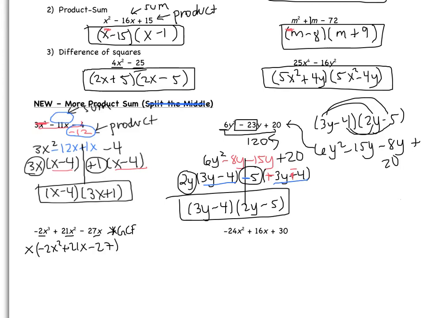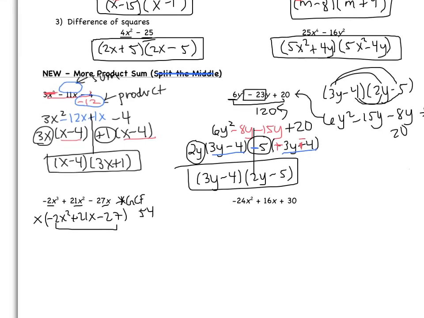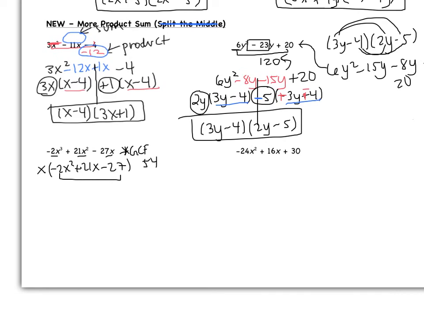Now I can split the middle. So I'm going to multiply -2 and -27, I get positive 54. So I need to know the two numbers that multiply to positive 54, but that are going to add to be 21. Okay, so I'm going to start writing down factors of 54.